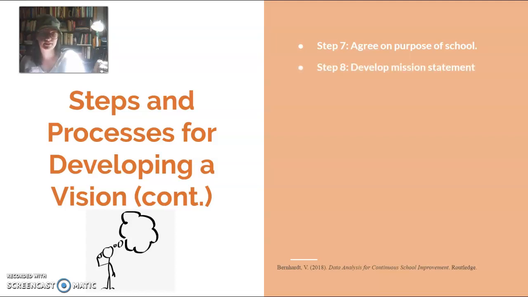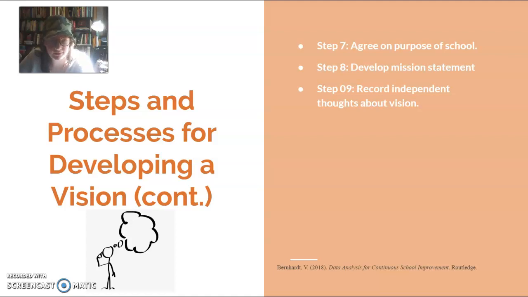Based on that purpose, based on those values and beliefs, we'll then develop a quick mission statement. What is our mission going forward, not only in this meeting, but for the school year? Then we can record independent thoughts about vision. So we're breaking back up into separate groups and talking about what we think should go into this vision. Should all those beliefs and values that we agreed on earlier go in? Do we need to agree on a purpose and have that in the vision? And again, after the independent work, we'll merge our thoughts into small groups and see what everybody had in common.